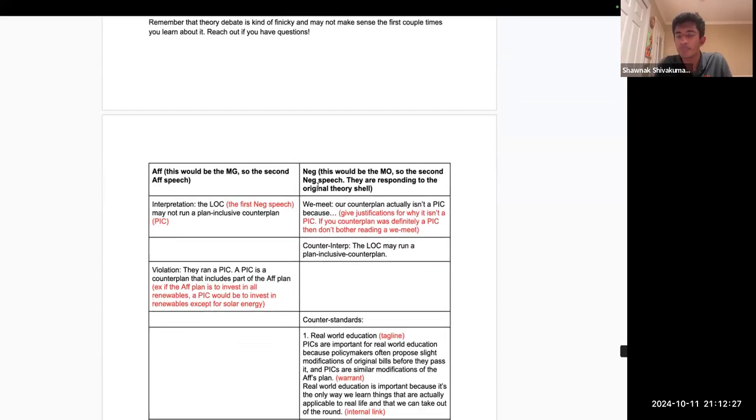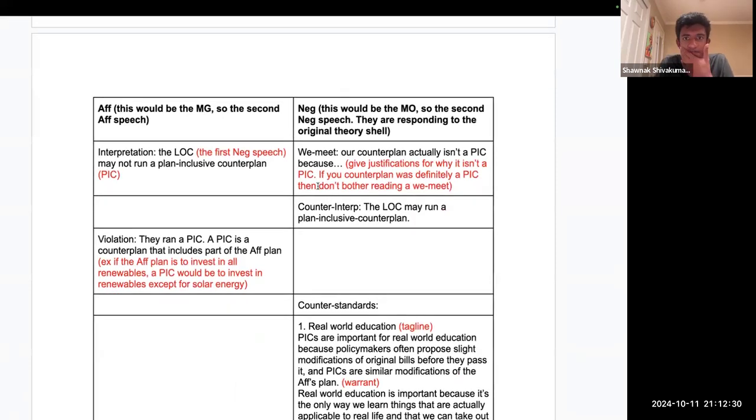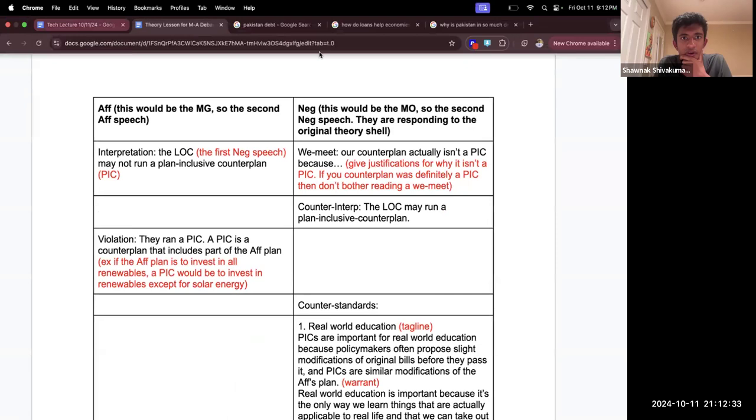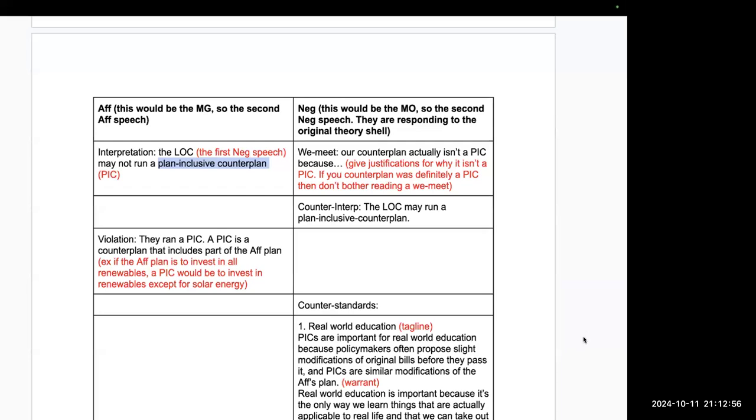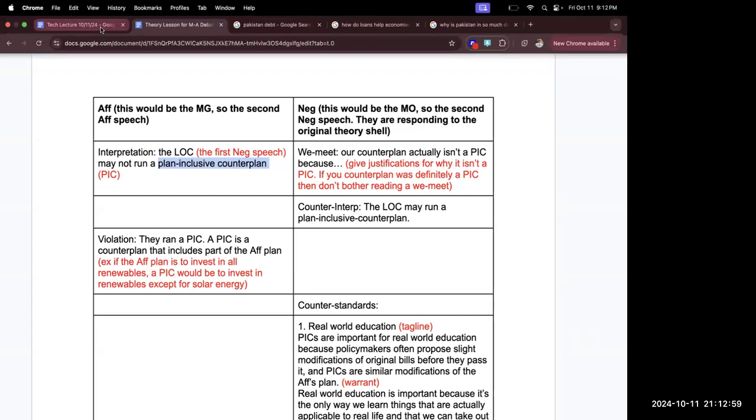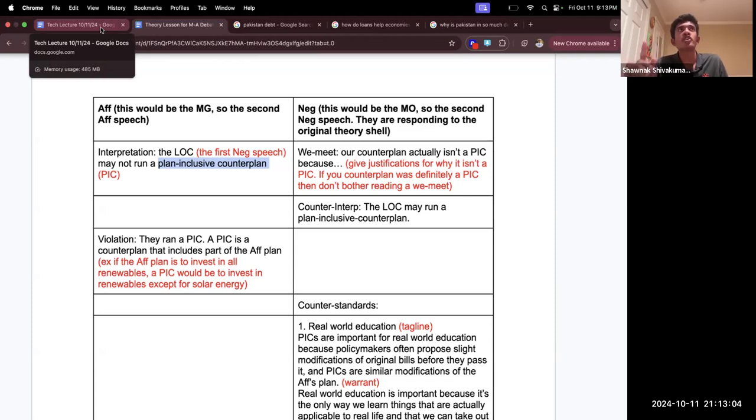Okay, here's an example. Katie actually gave a pretty good example here. Anyways, a plan inclusive counterplan. Does anyone know what that is? A pick. Kai, what's a pick? Is it a counterplan that says you're going to do what the affirmative plan is and an additional thing? Very close. It's doing what the affirmative does minus a small thing, or it could be add.